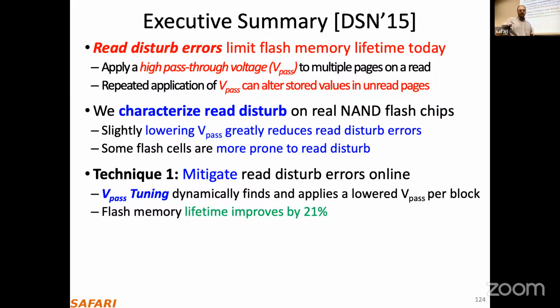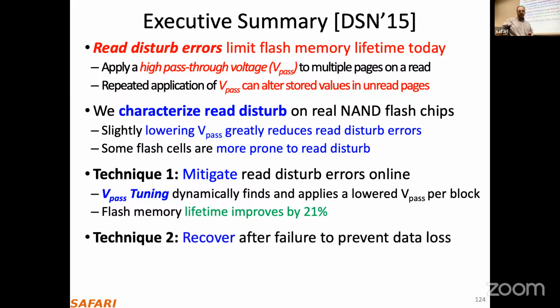And with this, we observed that flash memory lifetime improves by 21% on average in our experiment. And for technique 2, we actually recover after failure to prevent data loss. So you had a flash chip or SSD, and at some point your drive told you that there are some uncorrectable errors, and basically, yeah, that's a failure. We cannot use it.